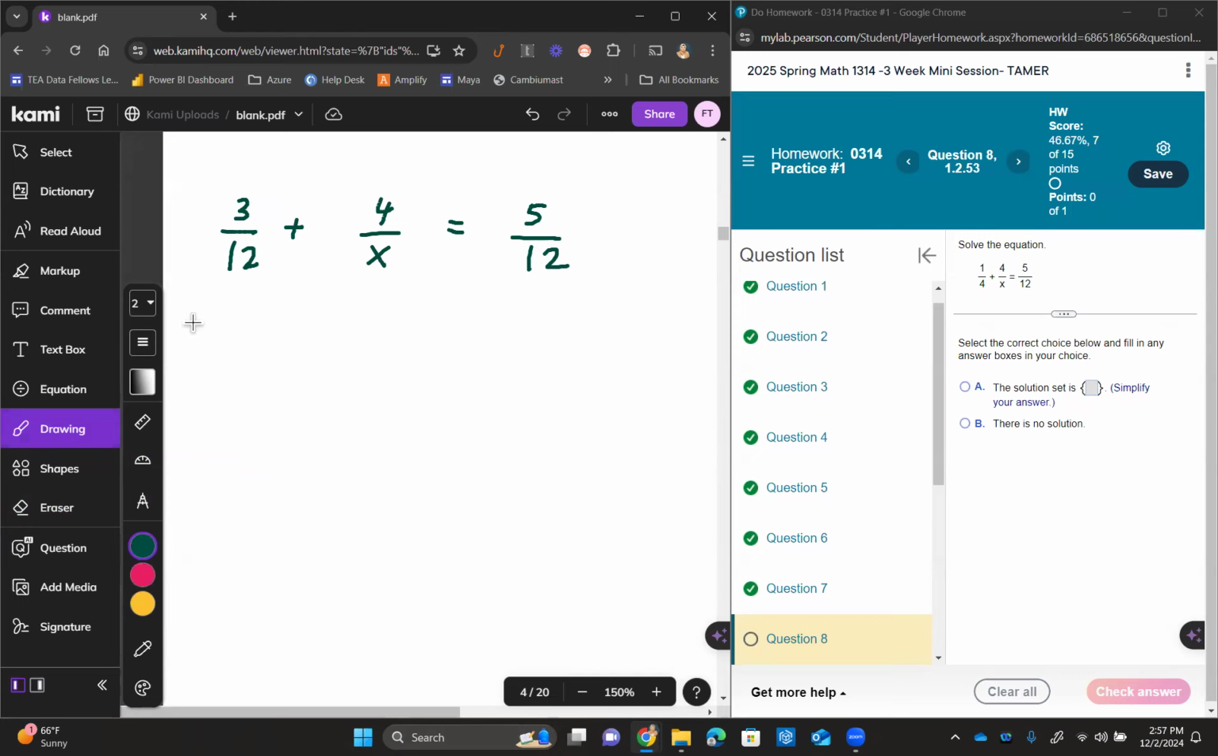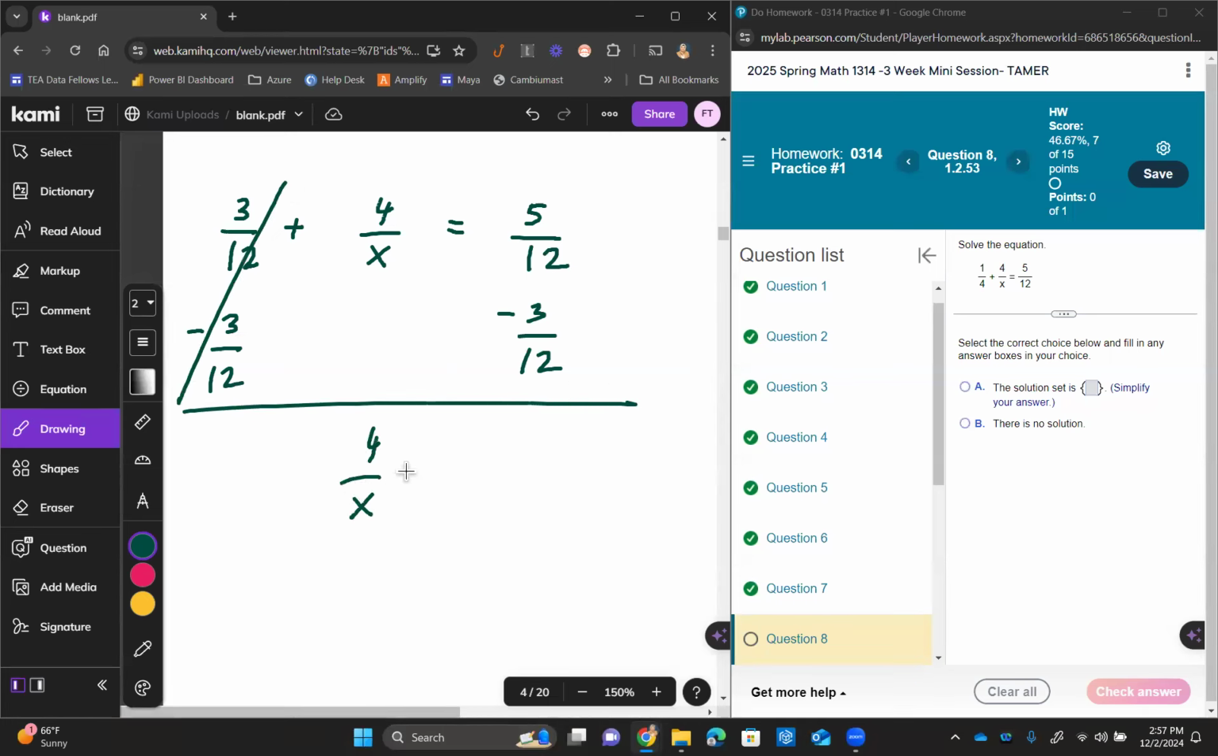Now I want to subtract 3 out of 12 from both sides of the equation. So these two cancel out, and all I get here is 4 over x. When we are subtracting two fractions, if they have a common denominator, which in this case they do, all I have to do is 5 minus 3, which is just 2, over the common denominator. So if you subtract 3 out of 12 from 5 out of 12, the answer is just 2 out of 12.